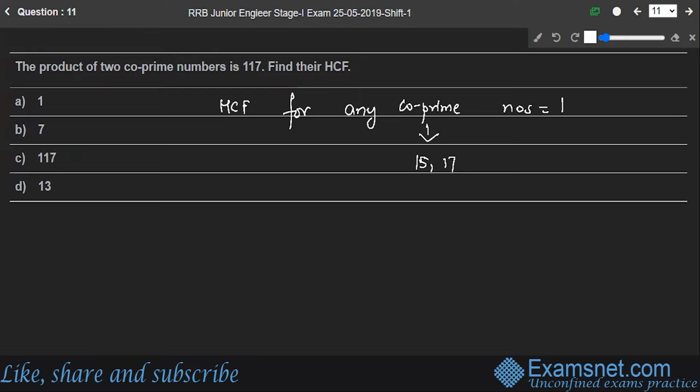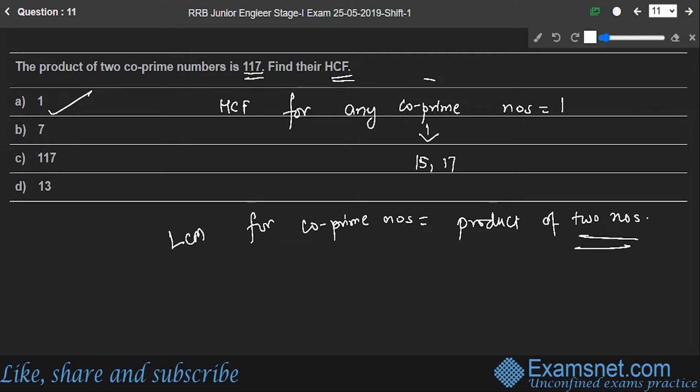So we are given the product of two co-prime numbers is 117. You have to find out their HCF. HCF is always 1 for co-prime numbers. Co-prime numbers, as already told, are the numbers which have only 1 as the common factor, nothing else. And the LCM for co-prime numbers is actually equal to the product of the two numbers.